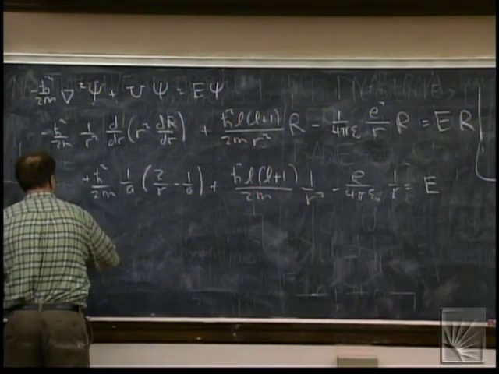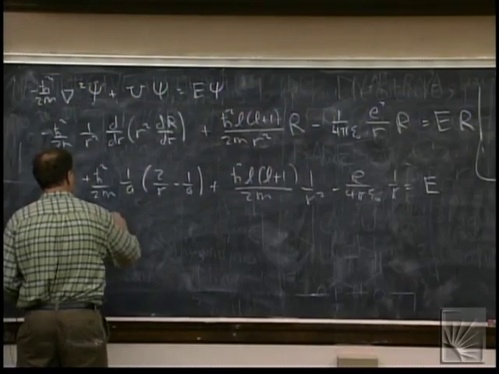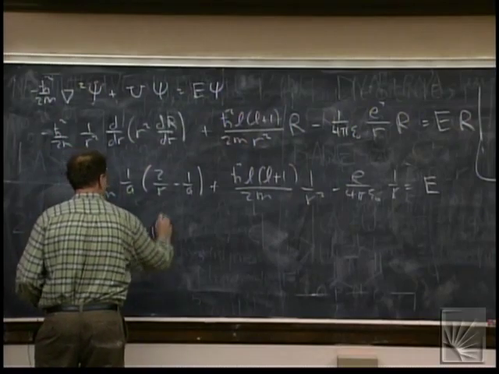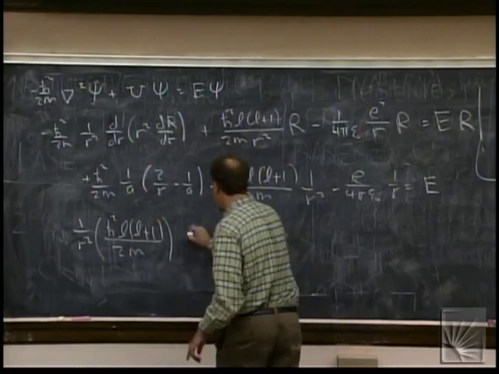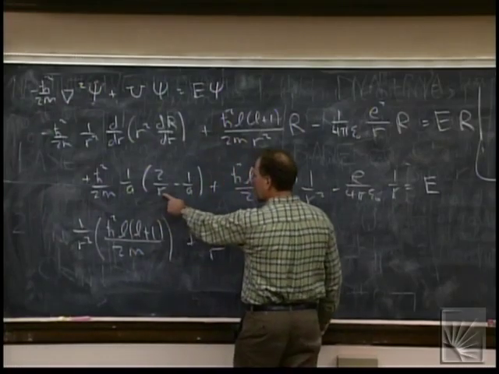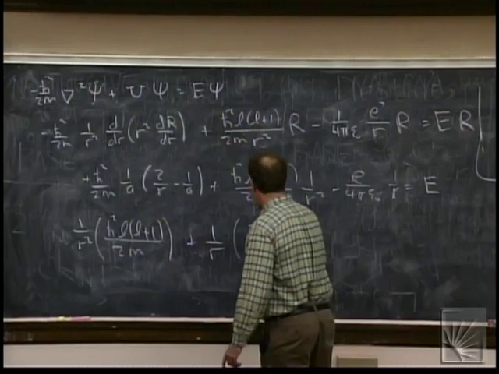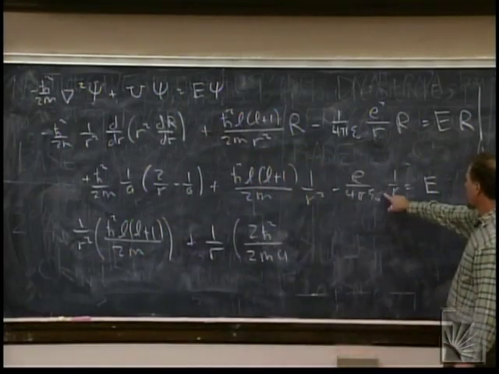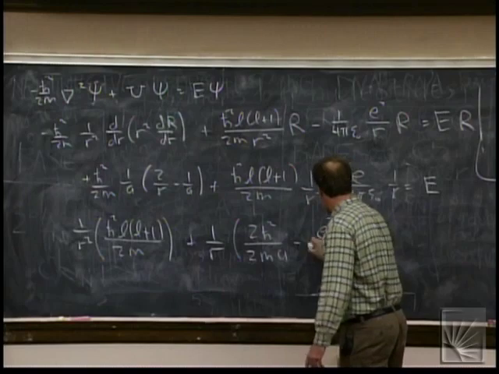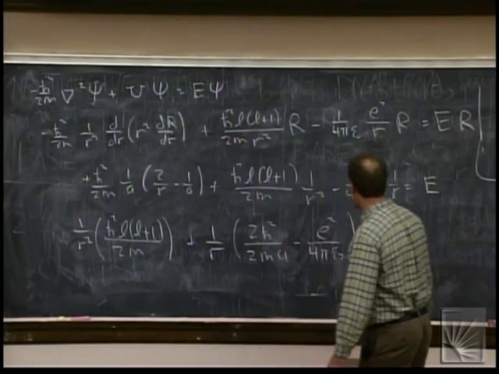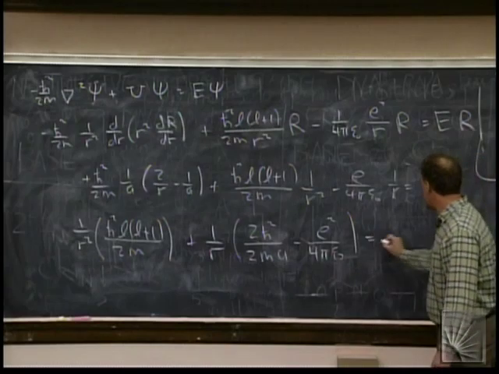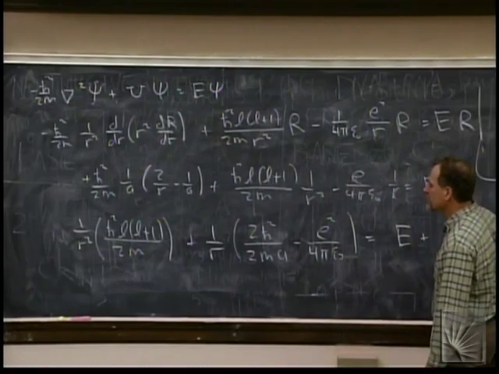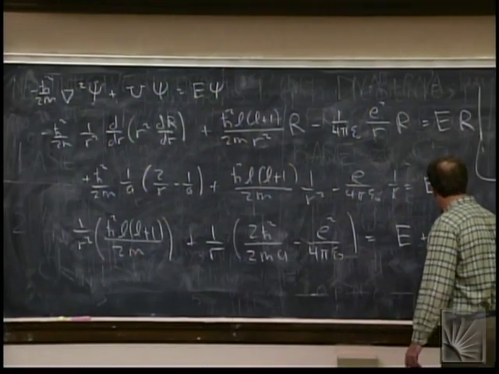So I have 1 over r squared times the angular term, h bar squared l times l plus 1 over 2m. That's this term. Then I have some terms that have 1 over r in them. One of those is 2 h bar squared over 2ma. That's this term. And the other one is the potential term. Finally, on the other side of the equation, I had E, and let me just bring this term as a constant over there, plus h bar squared over 2ma squared.